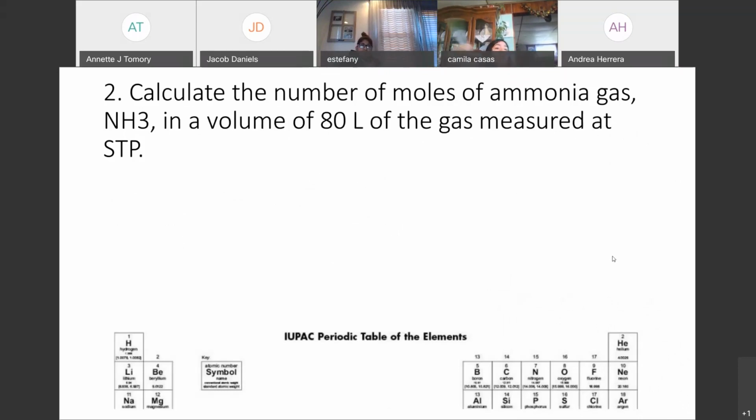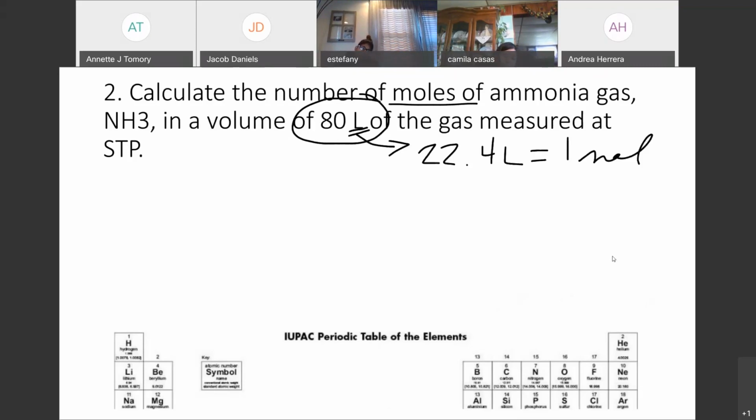All right, this is liters again. Somebody mentioned 6.02. Remember, 6.02 goes with the atoms, ions, molecules, and formula units. The 22.4 always goes with liters and volume. Calculate the number of moles in ammonia gas, NH3, with the volume of 80 liters. As soon as you see the liters or the word volume, what number are we going to use? Is it going to be 22.4? 22.4 again. 22.4 liters is equal to 1 mole.